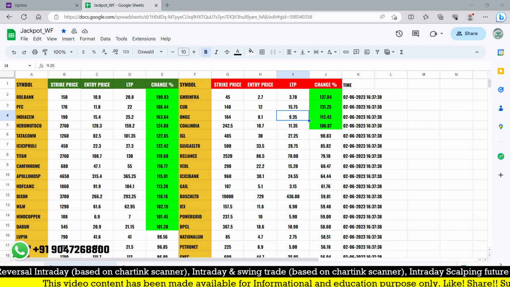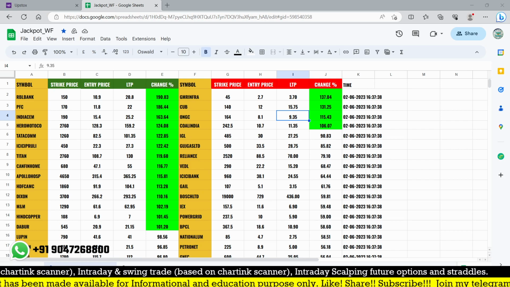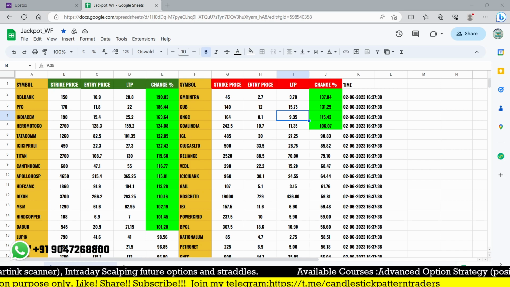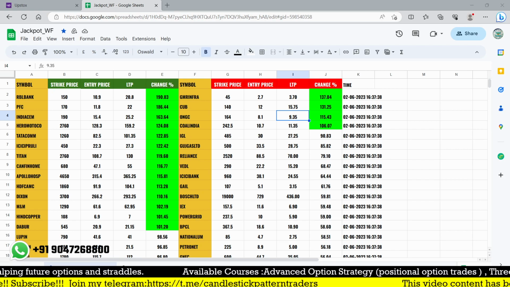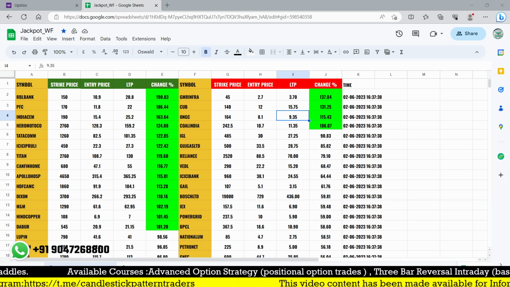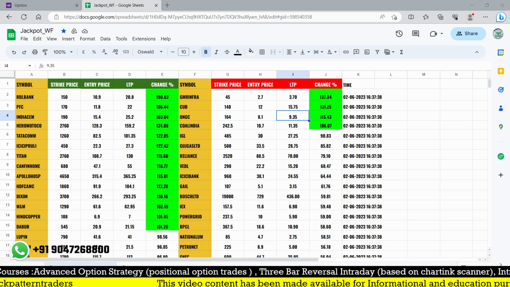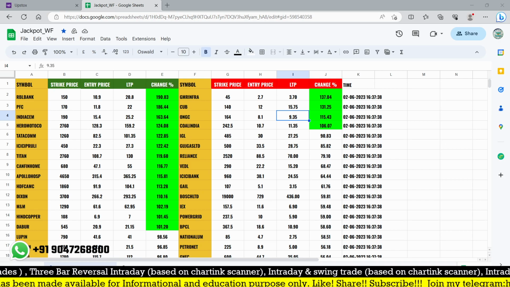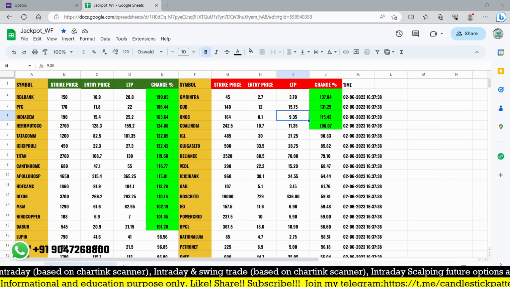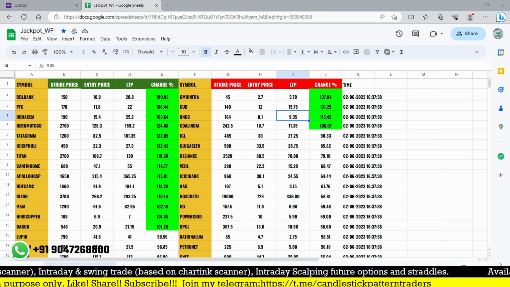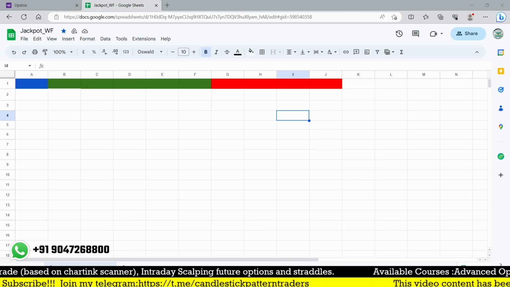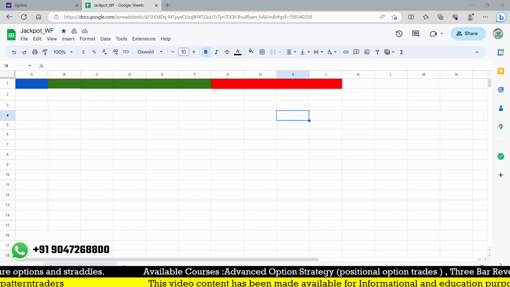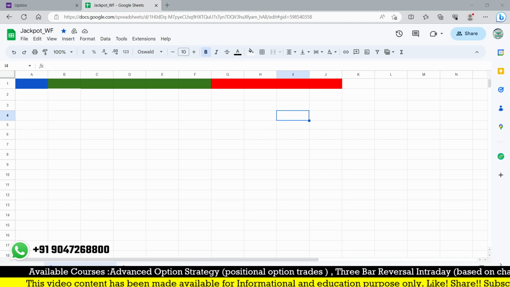Okay, so let me update the sheet. The update is almost going on. You can see the real changes in the sheet. It is automatic, I'm not doing it manually, though the backend is manual work, which I completed right now. Now the sheet is going to update for the weekly one. Almost all F&O stocks will be available in this list.